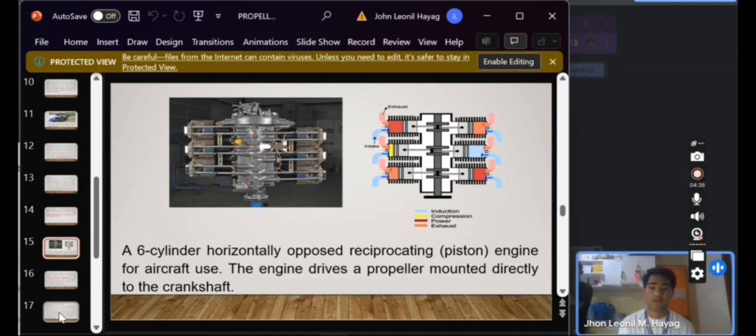A 6-cylinder horizontally opposed reciprocating engine for aircraft use. The engine drives a propeller mounted directly to the crankshaft.